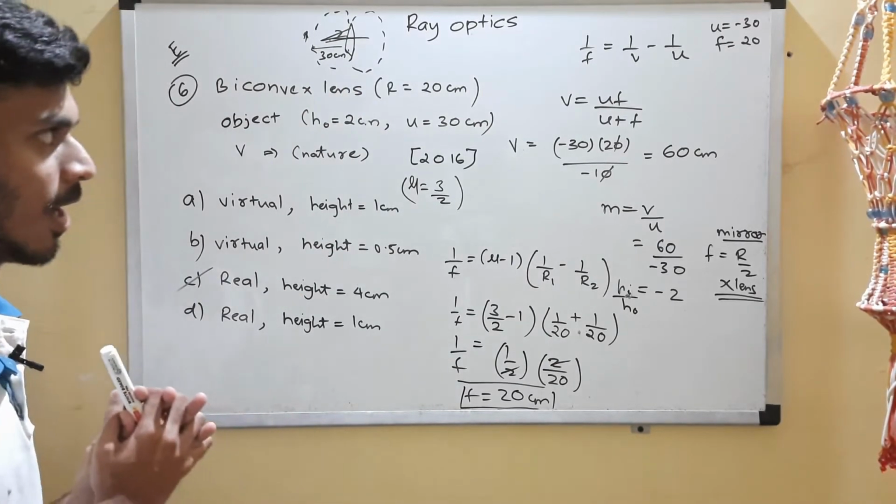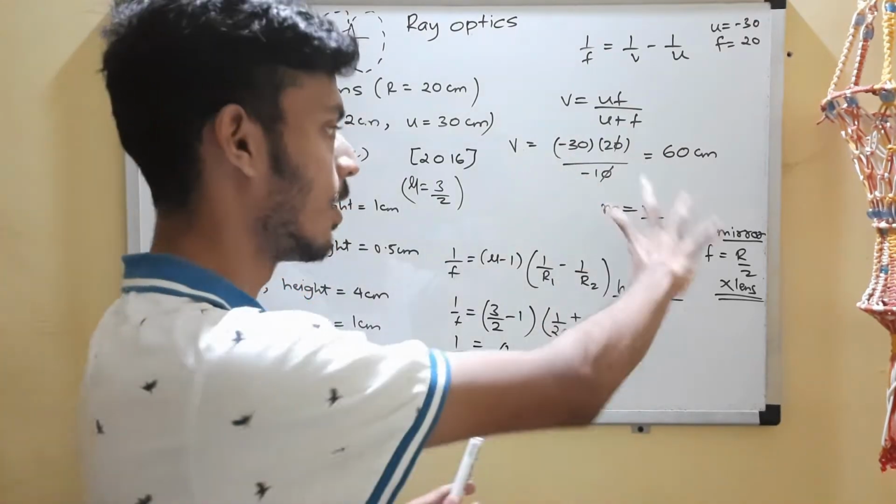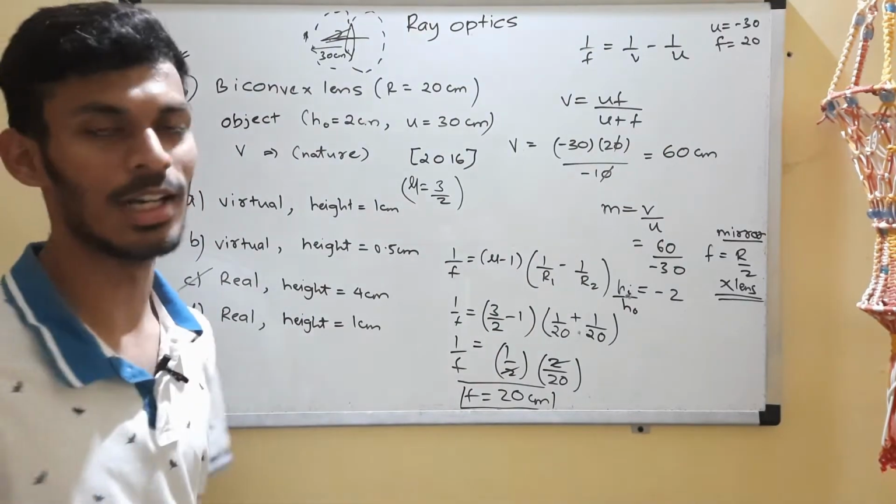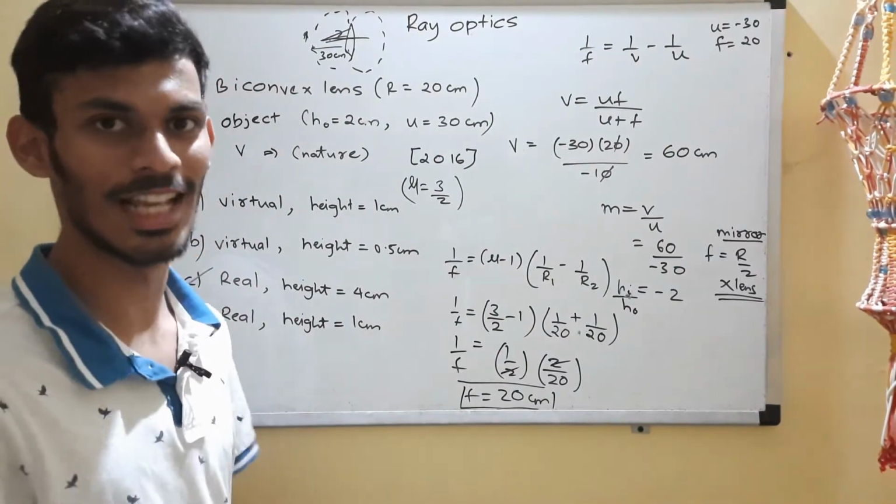Okay, so I hope that is clear. You just had to reach till magnification, and from magnification you can conclude what is the nature. Okay, so let's move to the next question now.